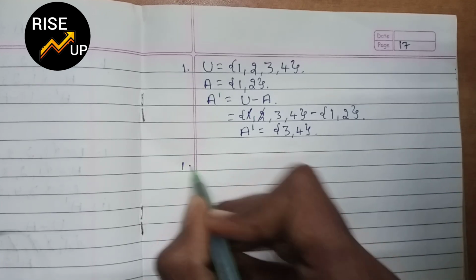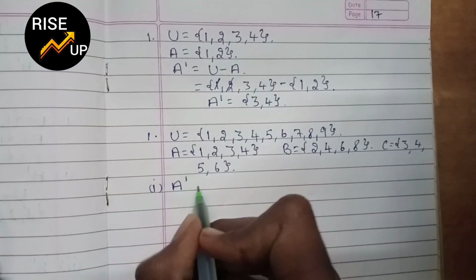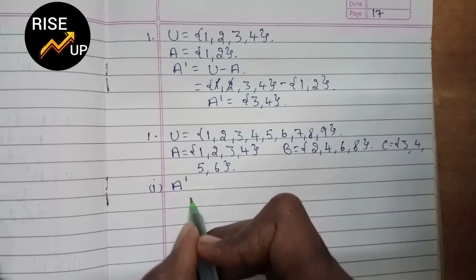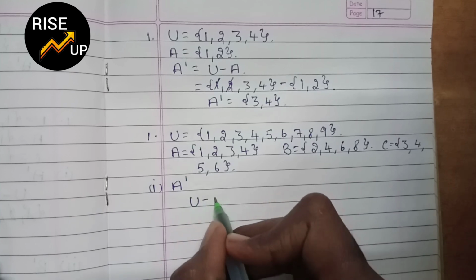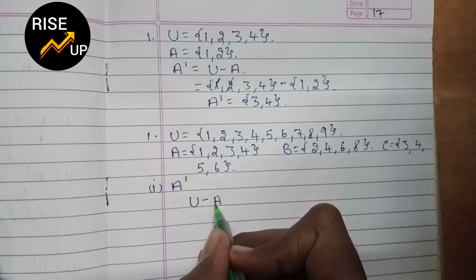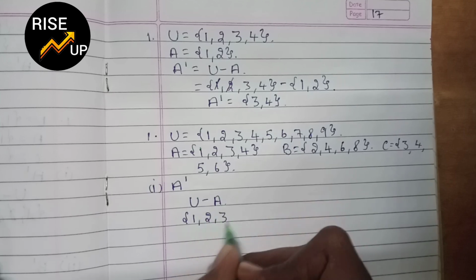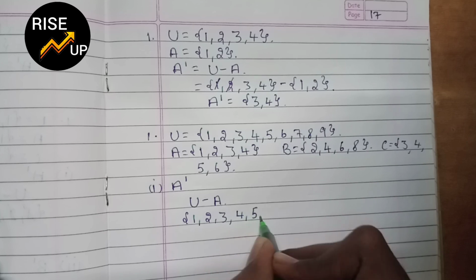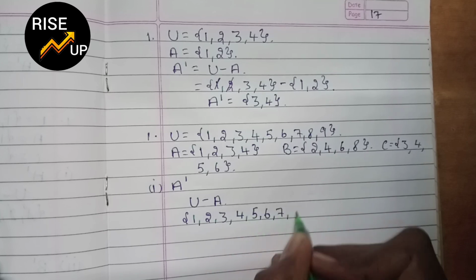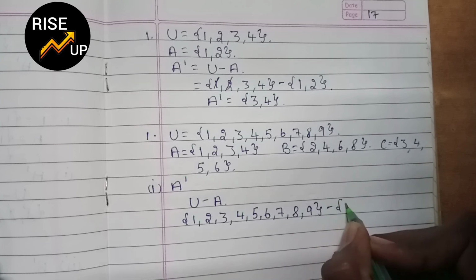The first sub question is to find the complement of set A. How will we do it? The same case, universal set minus set A. Write down the elements of the universal set and the elements of set A. Why do you have to write them down? It will avoid your silly mistakes. If you miss out even one element, the whole sum will become wrong.